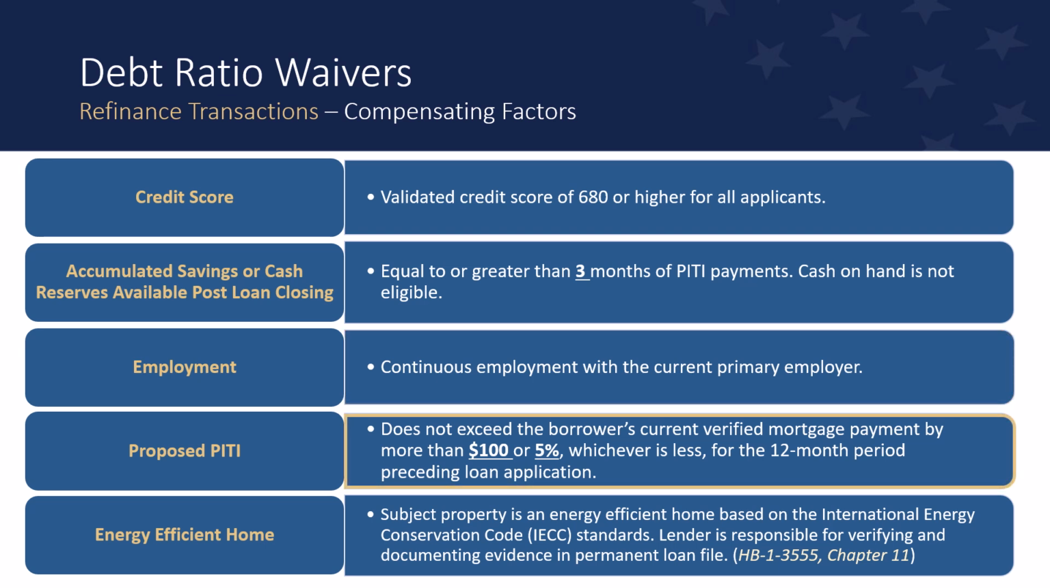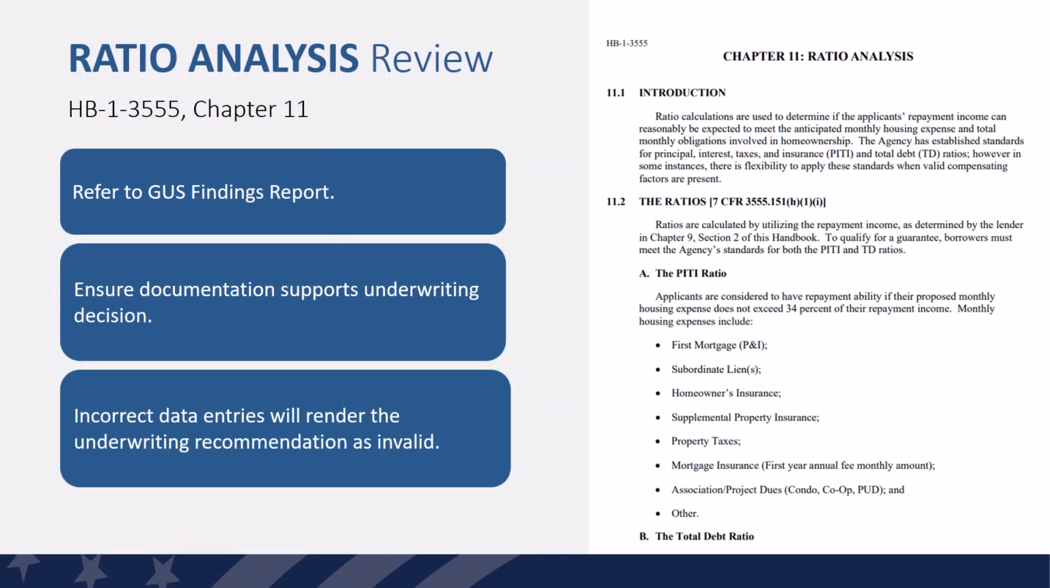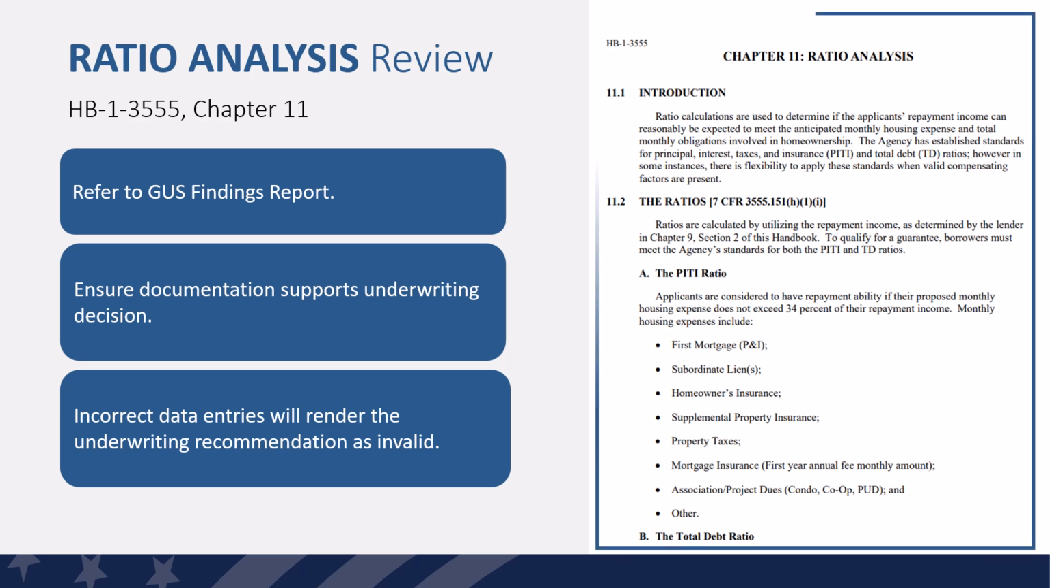The next option is that the proposed PITI does not exceed the borrower's current verified mortgage payment by more than $100 or 5%, whichever is less, for the 12-month period preceding loan application. And the last option is that the subject property is an energy-efficient home based on the IECC standards. The lender is responsible for verifying and documenting evidence in the permanent loan file. If you ever need more detailed information on ratio analysis, refer to Chapter 11.